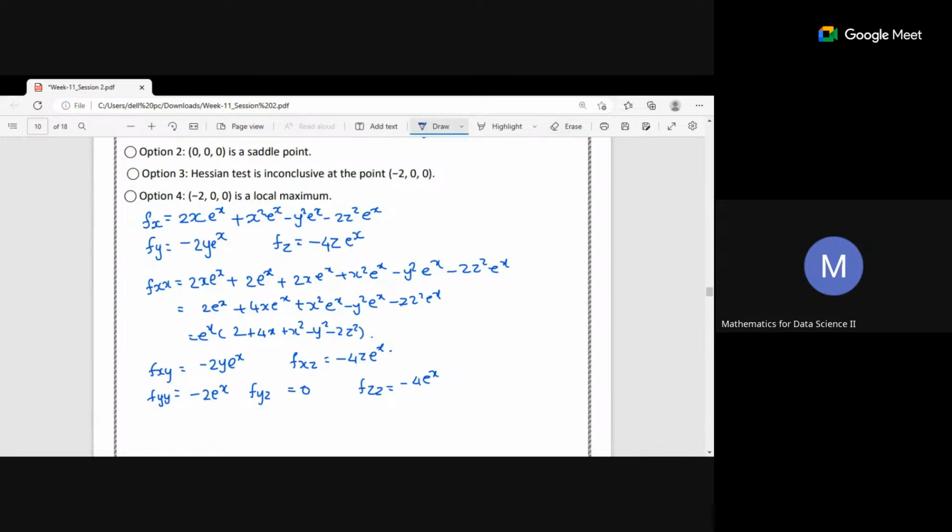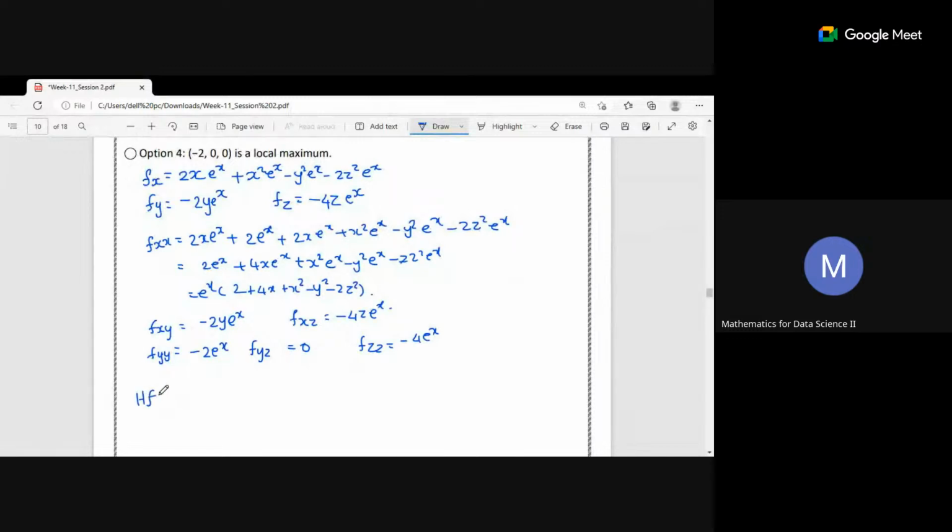So we can write the Hessian matrix now. So Hf is equal to e power x times 2 plus 4x plus x square minus y square minus 2z square. I hope I have not made any calculation mistakes. I don't have the solution here. Then minus 2y e power x, minus 4z e power x. And here also minus 2y e power x, minus 2 e power x. Here 0. Here also 0. Minus 4z e power x, minus 4 e power x.